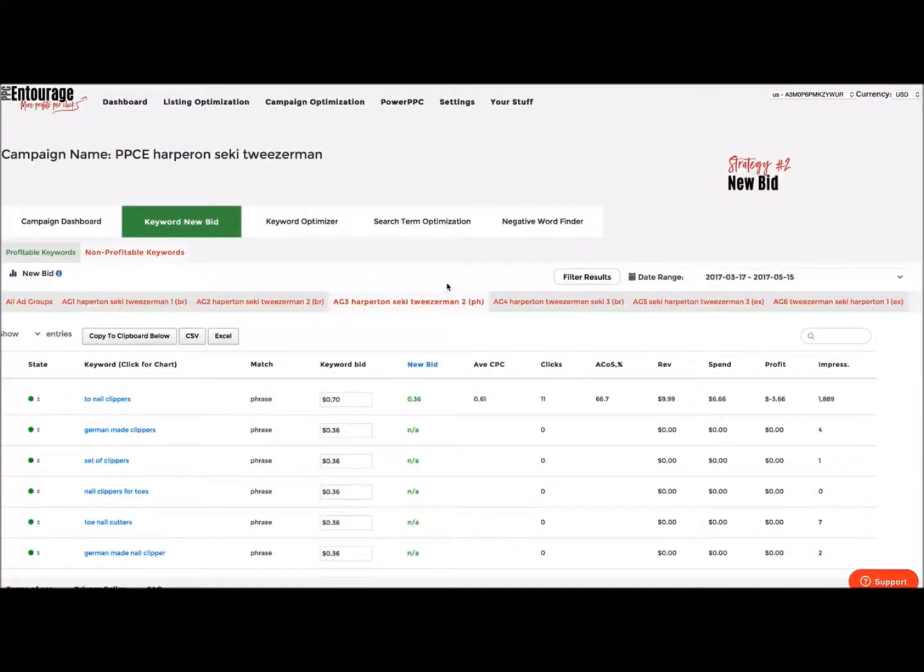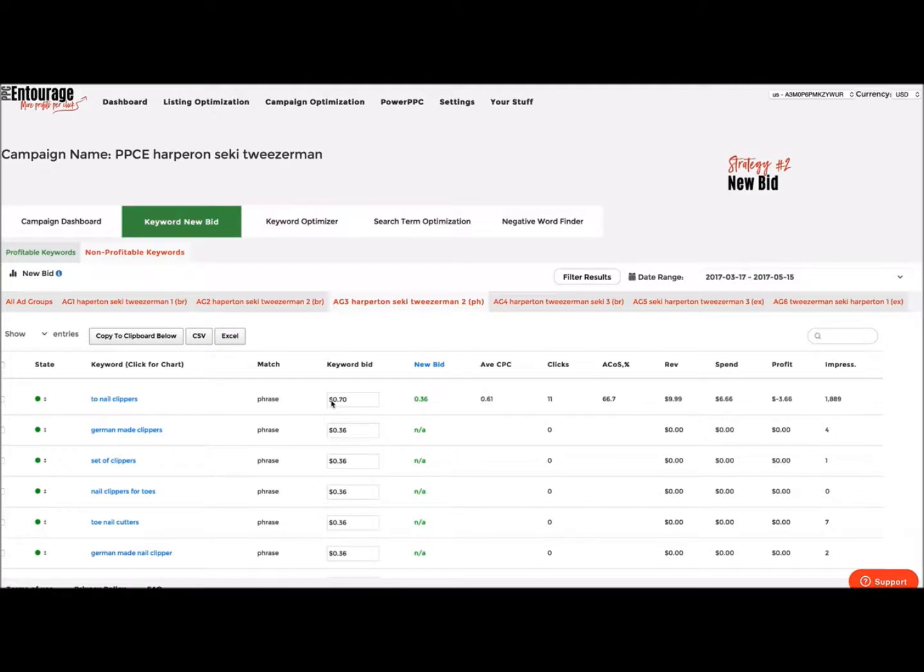All right, so the second strategy is called New Bid. And New Bid is basically a way to try and reduce your average cost per click so that the ACOS for a particular keyword is profitable. And let me show you by example here. Here we have an example of a keyword, two nail clippers, right? And our keyword bid is set to 70 cents.